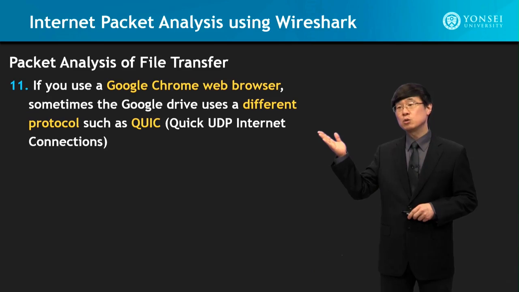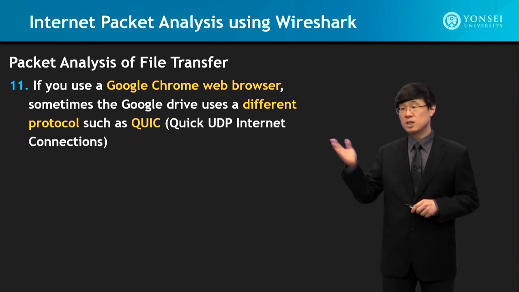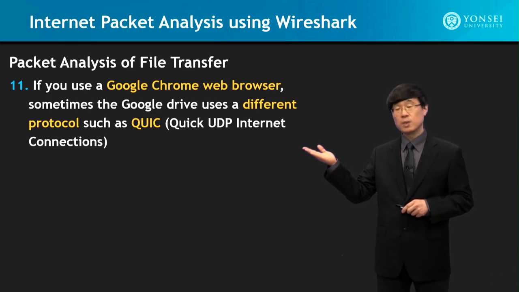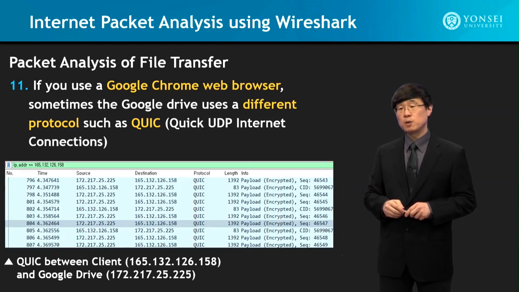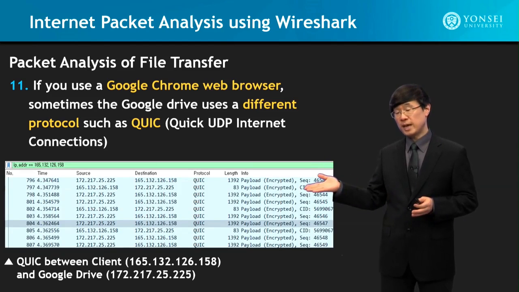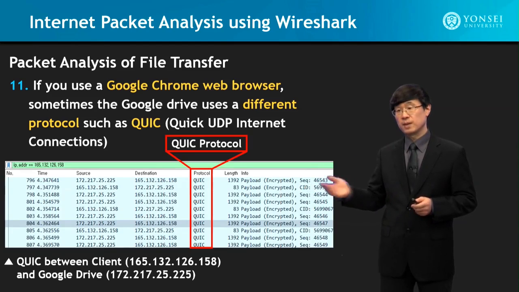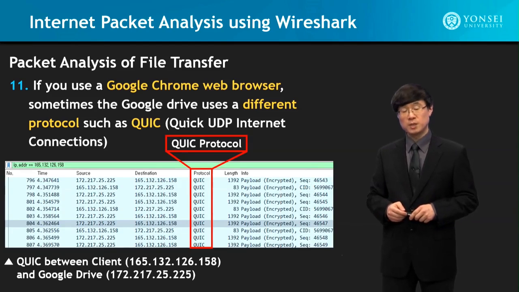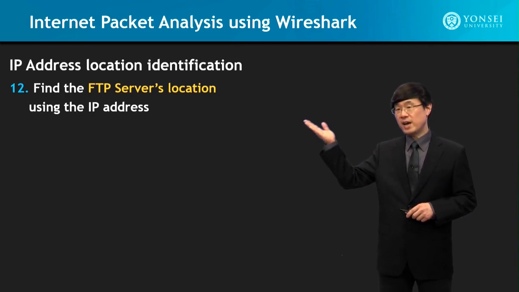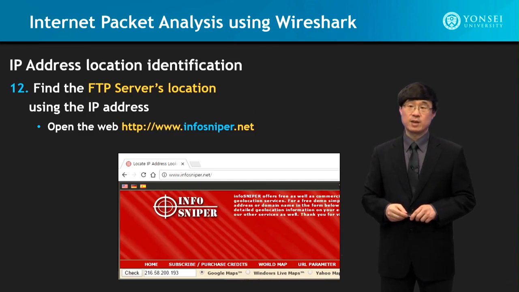Now, if you use the Google Chrome web browser, then sometimes Google Drive will use a different protocol such as QUIC, which stands for Quick UDP Internet Connection. For example, if you look at the Wireshark window, you can see that the QUIC protocol was used. Now let's find the FTP server's location using the IP address.